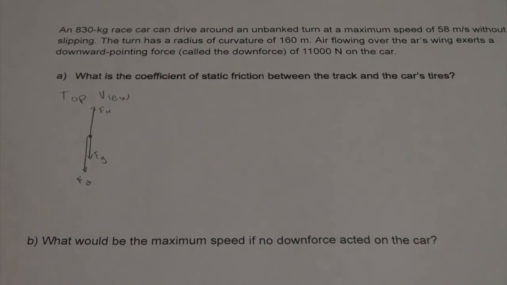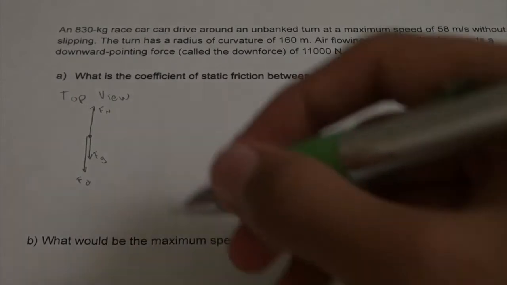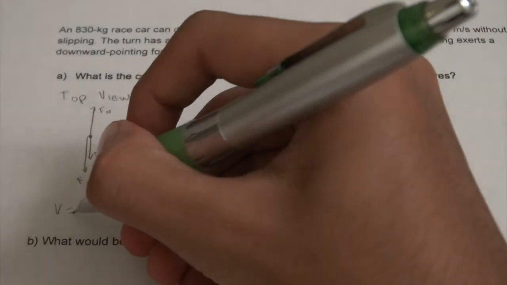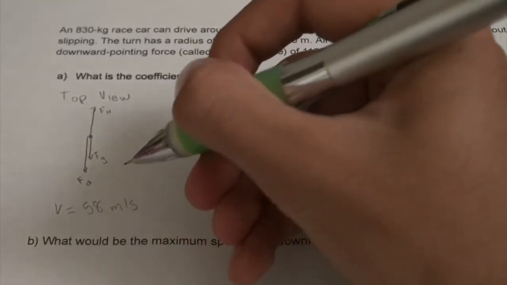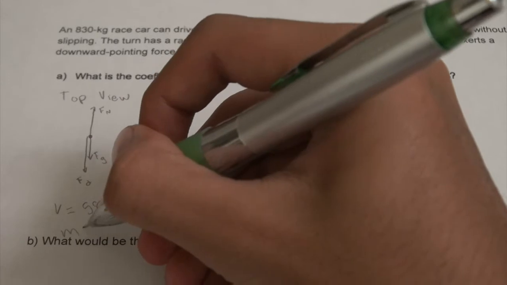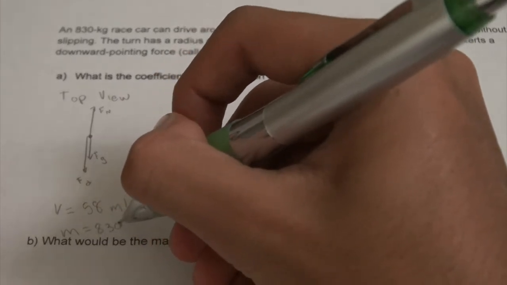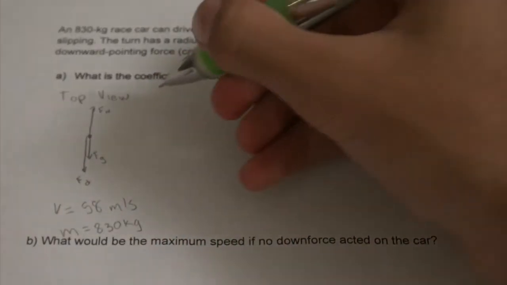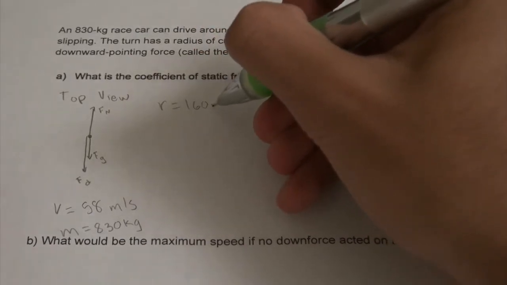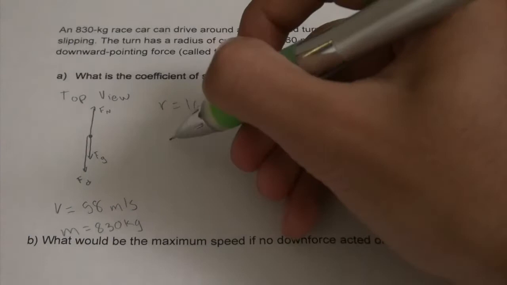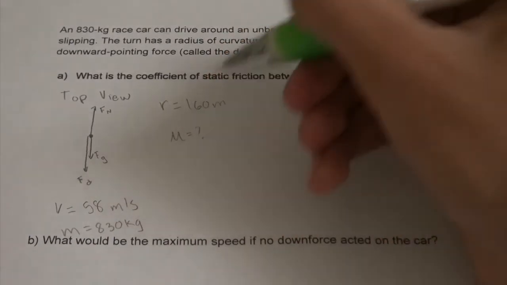Let us review the variables that we already know. V is equal to 58 meters per second. The mass of the car is 830 kgs. The radius is 160 meters. And we need to find the coefficient of friction.